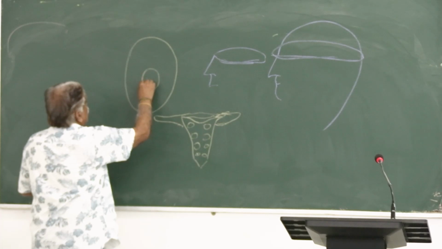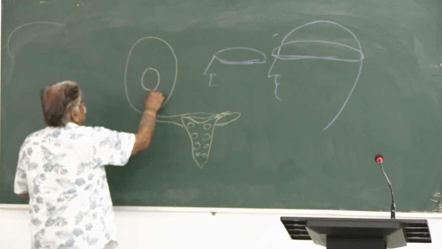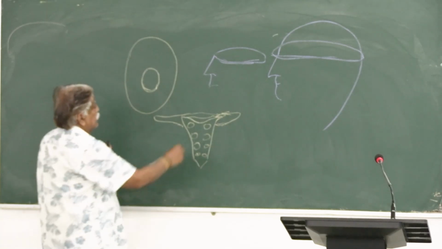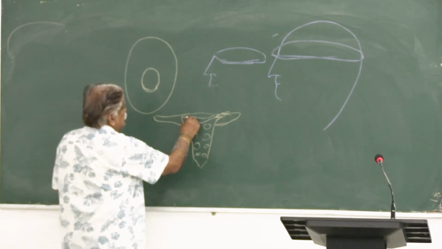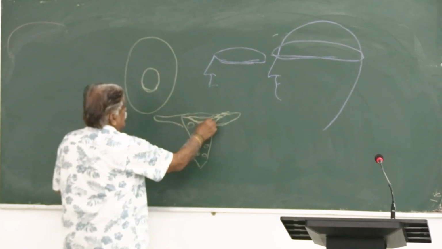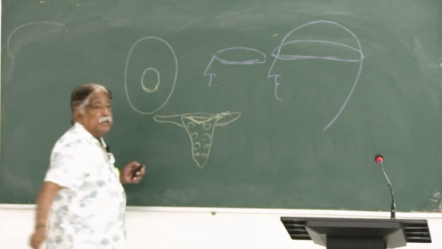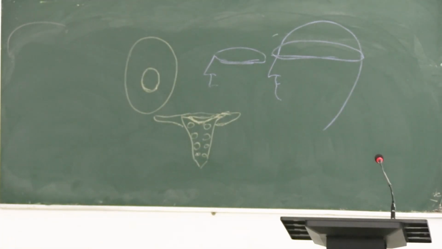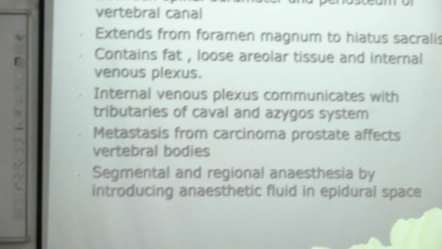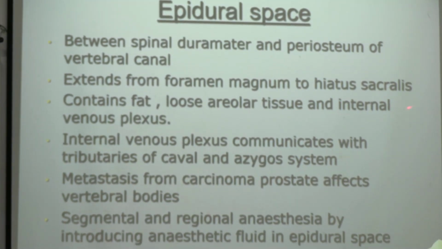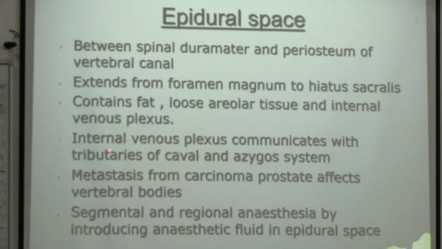Over here is the attachment of the dura at the foramen magnum of the skull, and this is the posterior aspect of the sacrum. Over here at the hiatus, the filum terminale is attached terminally. Now, it extends from the foramen magnum to the hiatus sacralis, and contains fat, loose areolar tissue and the internal venous plexus.